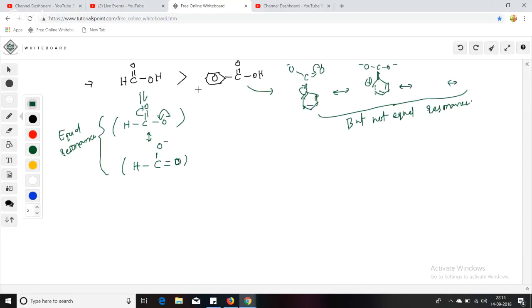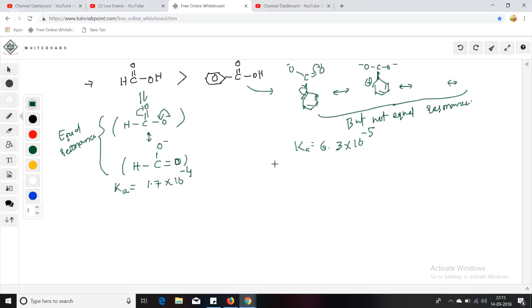Okay, if you see the Ka value of benzoic acid, it is 6.3 into 10 to the power minus 5. It is 1.7 into 10 to the power minus 4. You see, the Ka value of formic acid is more than the Ka value of benzoic acid, and that's why it is also more stable.